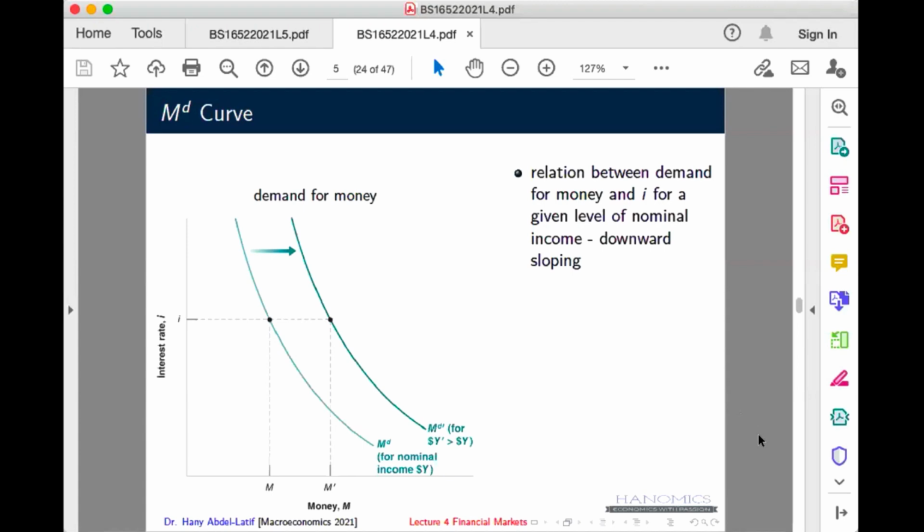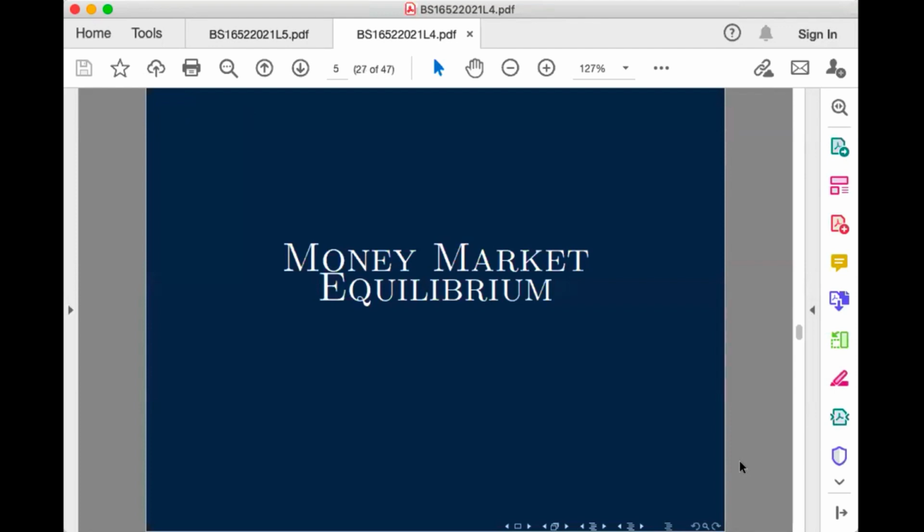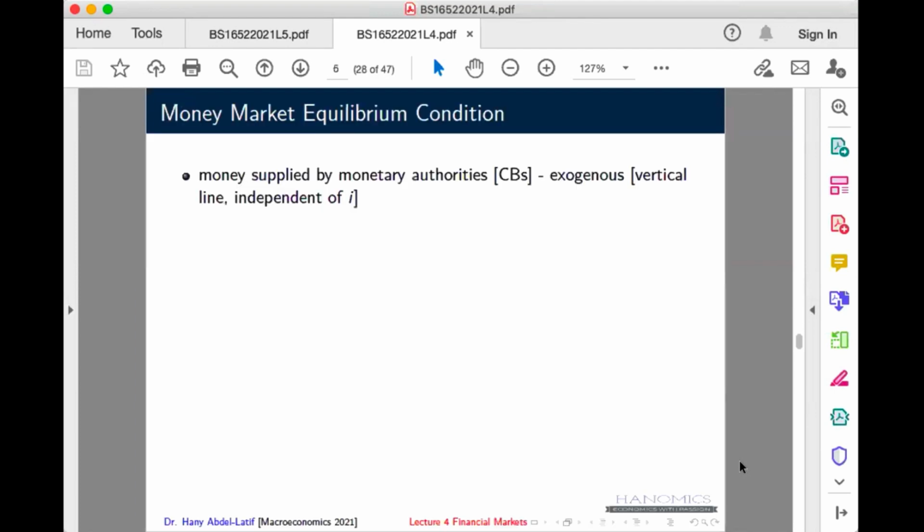Money is different from other goods, as it is supplied or controlled by the monetary authorities or the central bank. That is the essence of monetary policy, basically changing the money supply in a given economy. So when we come to this point, we start talking about money equilibrium. We said we will be treating money supply as exogenous. It is given by the central bank and is independent of the interest rate, meaning it will be a vertical line in this i-M space.